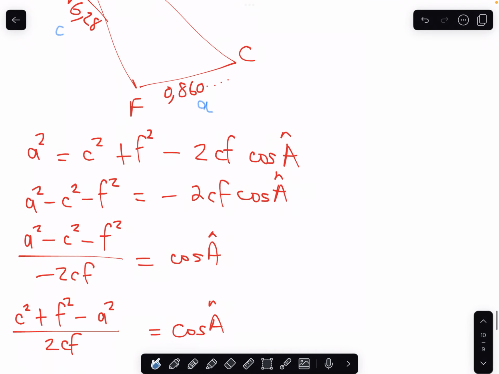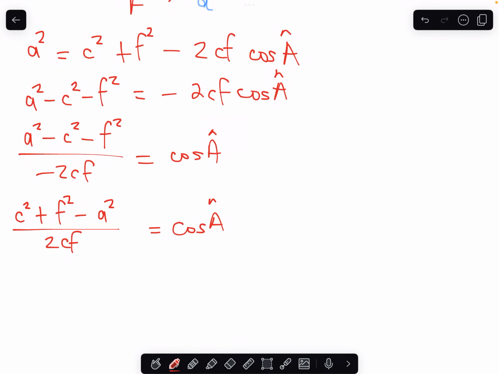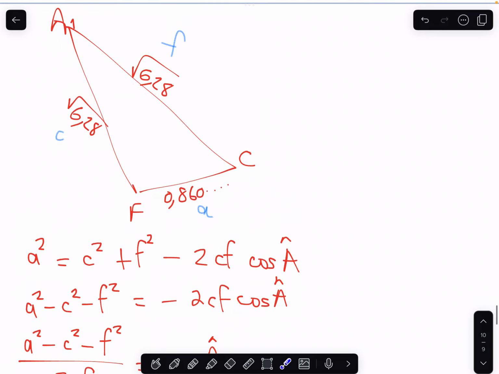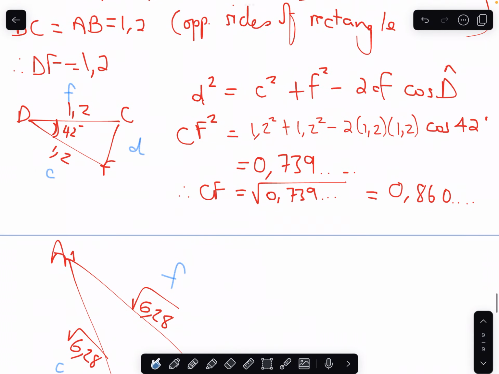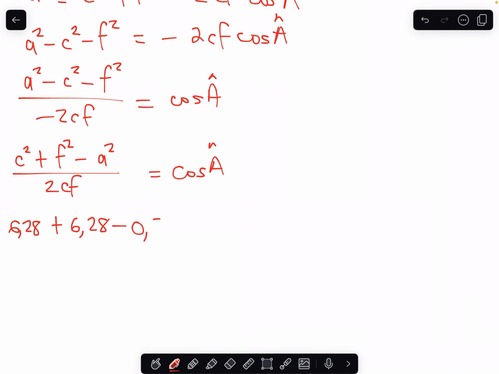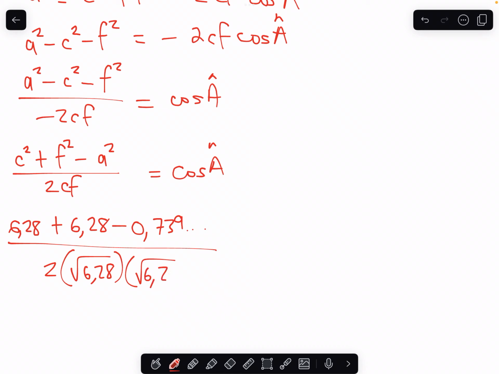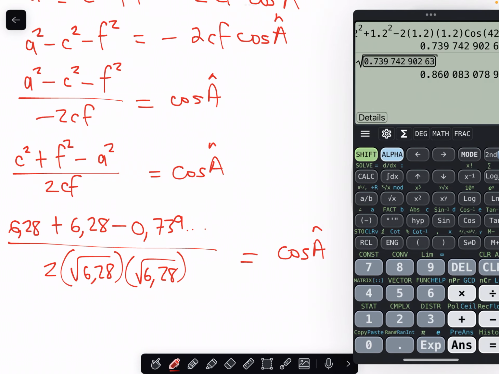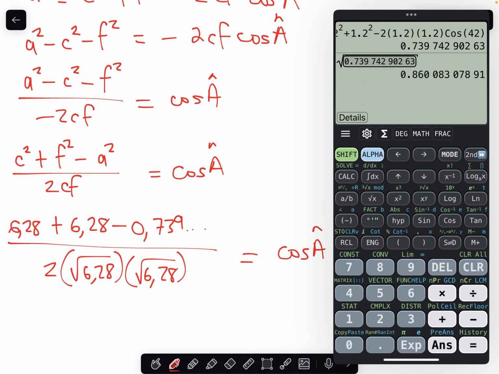Okay, now we can sub in our values. So c and f are root 6,28. So if I square that, I'm just going to get 6,28. And same for this guy. And then the a squared, so that's this guy squared, which is this 0,739. Okay, and then down here we have 2 times the square root of 6,28, and this is also the square root of 6,28, is equal to cos of a.